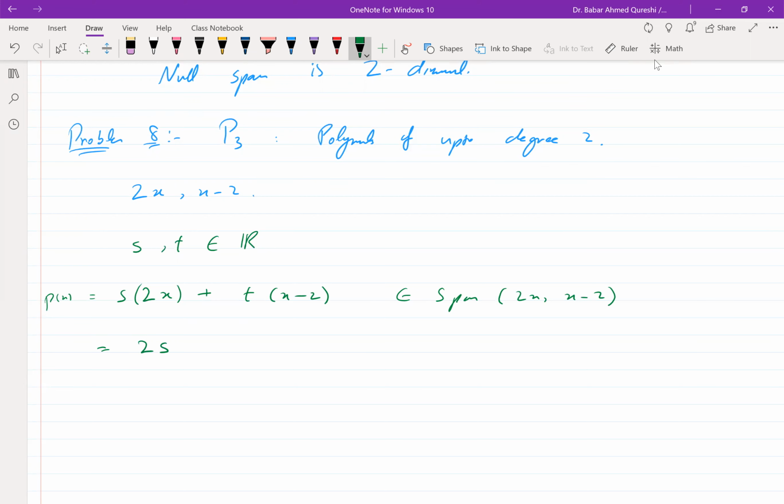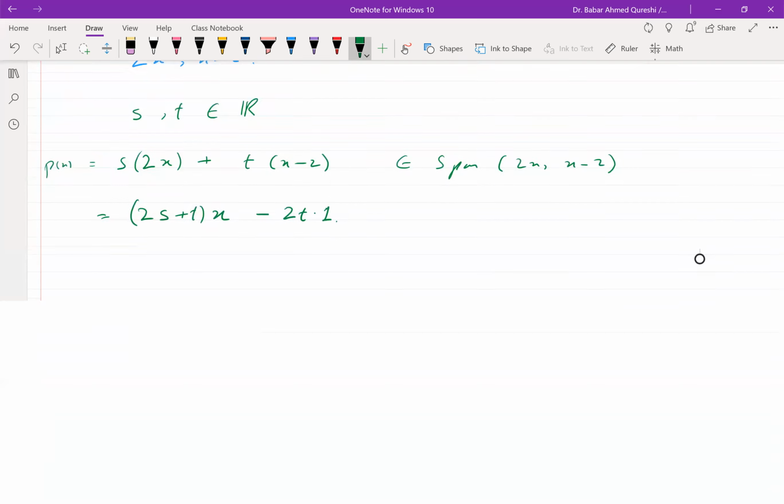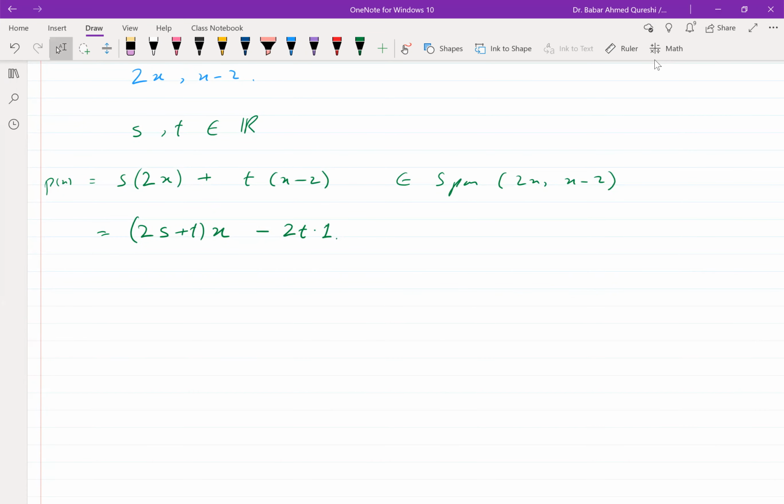Let me collect the constants. 2s plus t times x minus 2t times 1, where you don't have any x over here. Now I know that this is a subspace because span of any number of vectors is always a subspace. I want to know what is the dimension, what kind of space is this. So I write a general vector in P3, which would be of this form. And since this span is a subspace, it's one of the general vectors. And now if I match, I must take four vectors in the span.